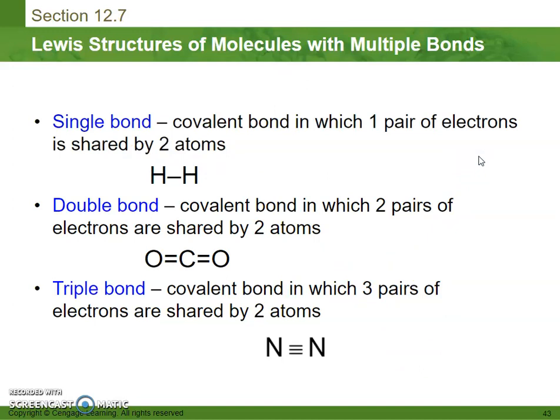Now, some atoms can form more than one covalent bond. A single covalent bond is a bond in which one pair of electrons is shared by 2 atoms. A double bond is a covalent bond when 2 pairs of electrons are shared by 2 atoms, and a triple bond is a covalent bond in which 3 pairs of electrons are shared by 2 atoms. A single bond is represented by a single line, a double bond is represented by 2 lines, and a triple bond is represented by 3 lines.